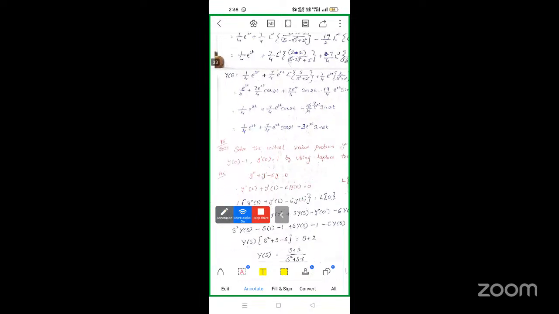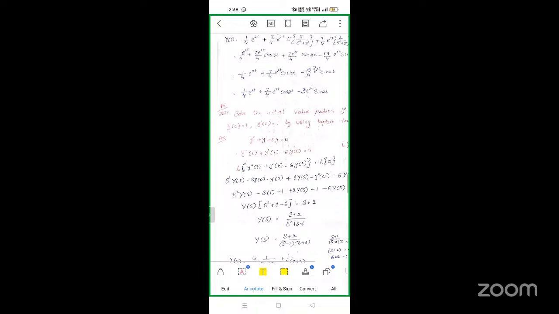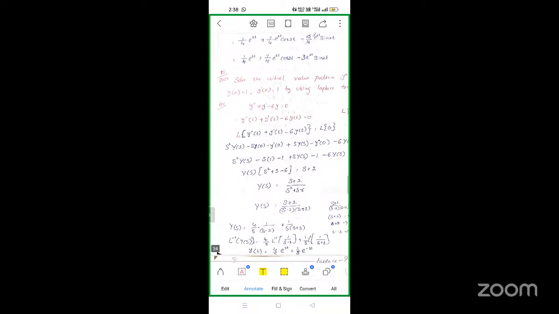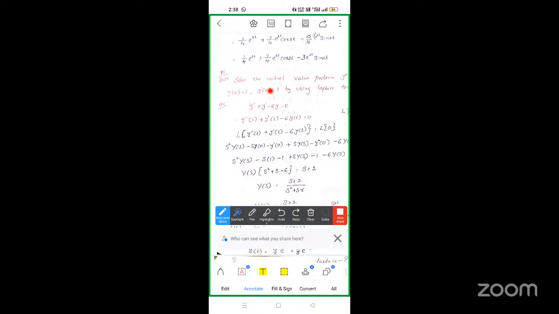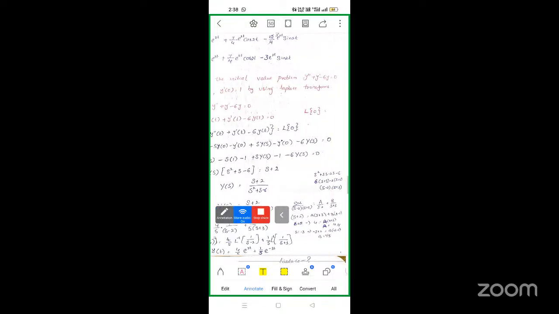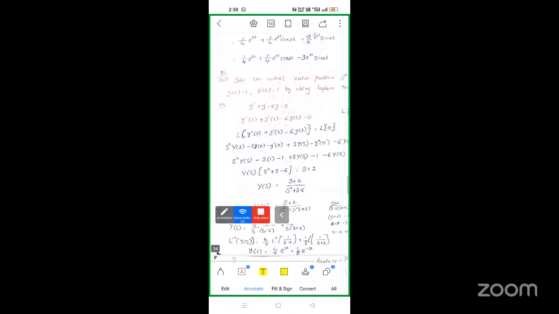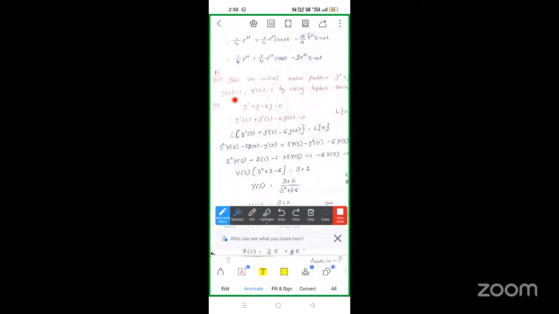So this is example 1 in second order differential equations by using Laplace transforms. Next, example 2: solve the initial value problem, or solve the differential equation. To solve the IVP, y double dash plus y dash minus 6y is equal to 0, with initial conditions y of 0 is equal to 1 and y dash of 0 is equal to 1, using Laplace transform.